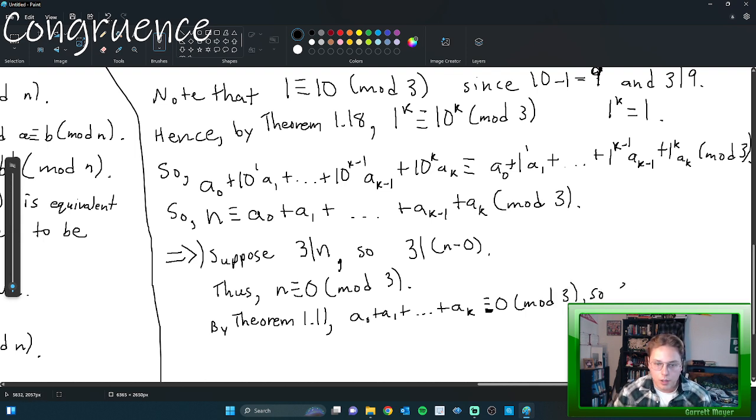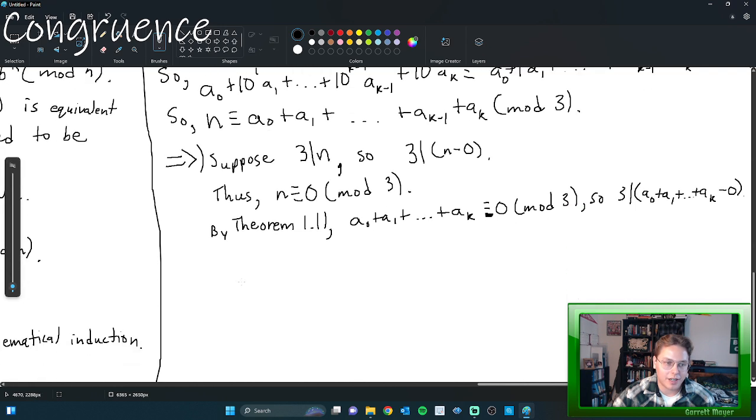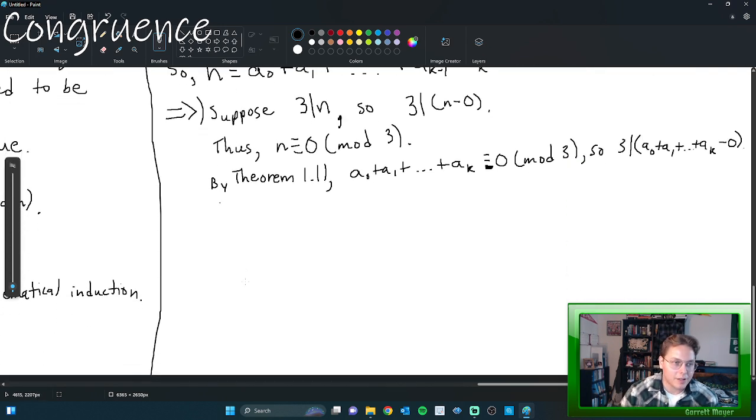So 3 divides this sum. Well, if we just subtract a 0, that's the same as not subtracting anything at all. And this means 3 divides the sum of the digits of n. So that shows that direction. Now let's prove the other direction.